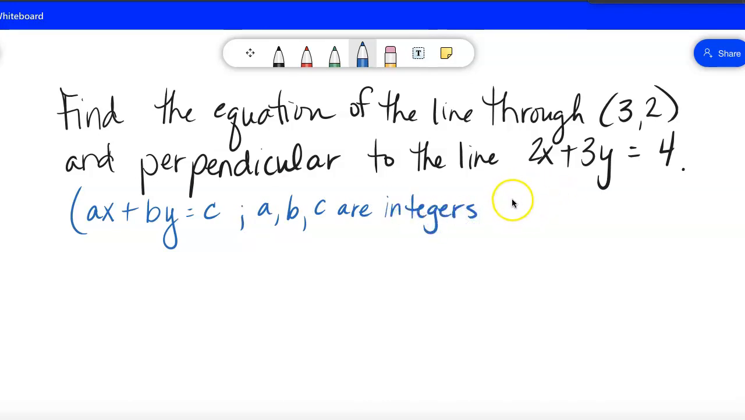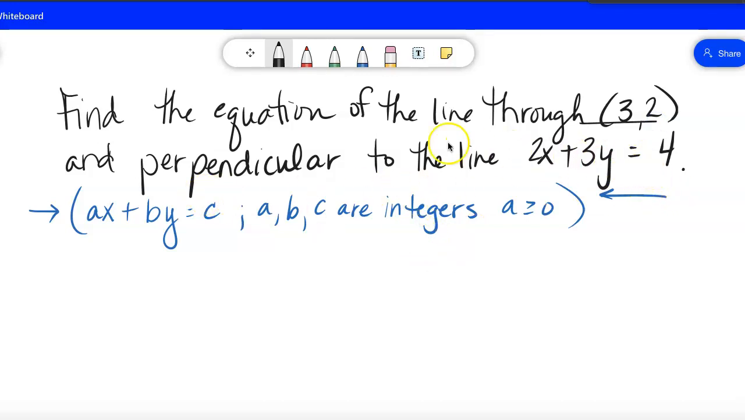And it also said they wanted a greater than or equal to 0. They want the a value positive. So even if you knew how to work this problem, you really had to understand what these directions were asking for, how to type in your answer. So let's get started. Our line has to be through the ordered pair 3, 2 and perpendicular to this line.